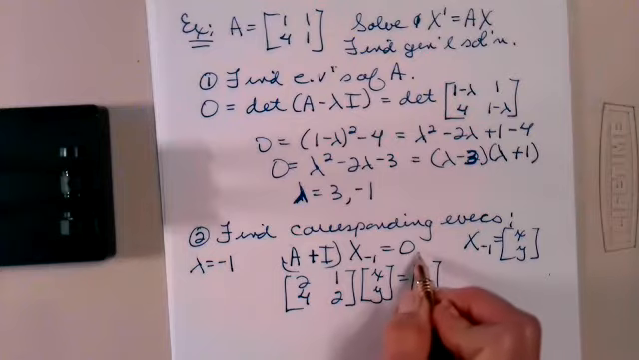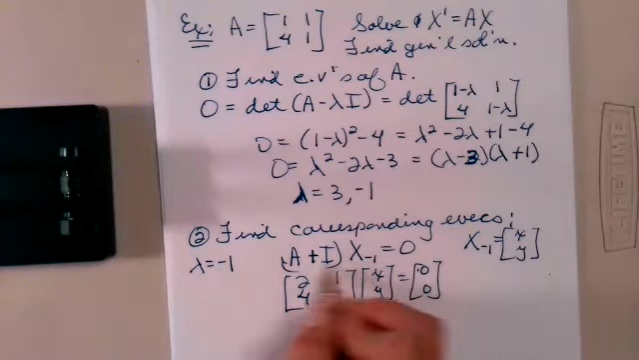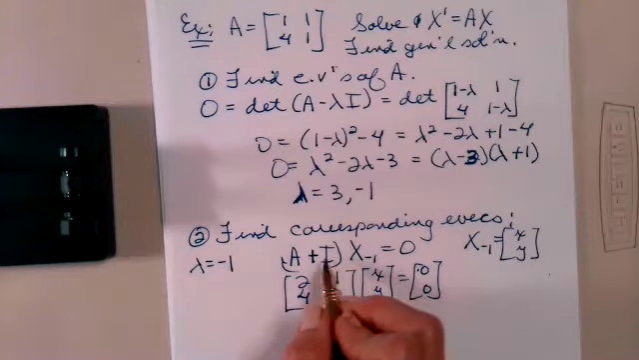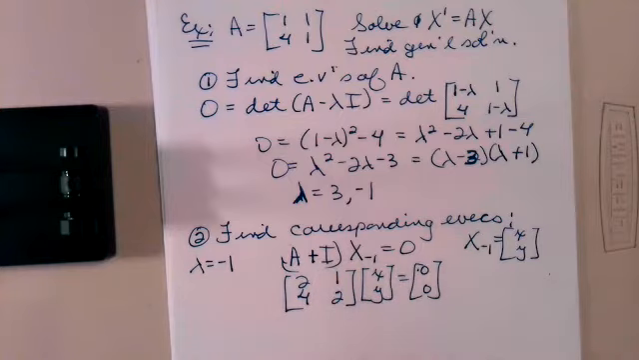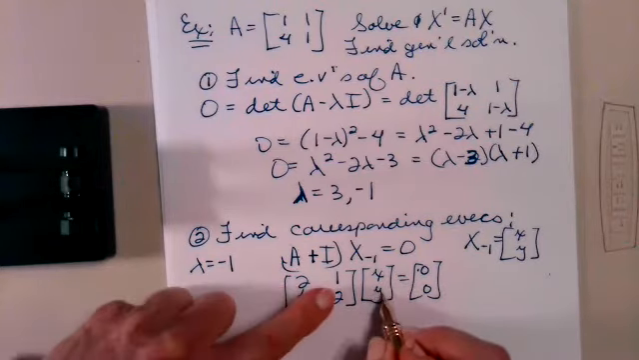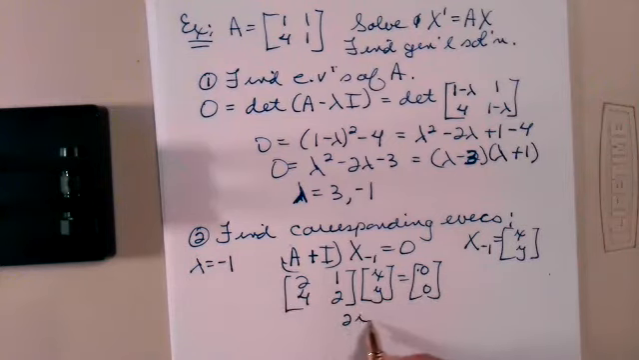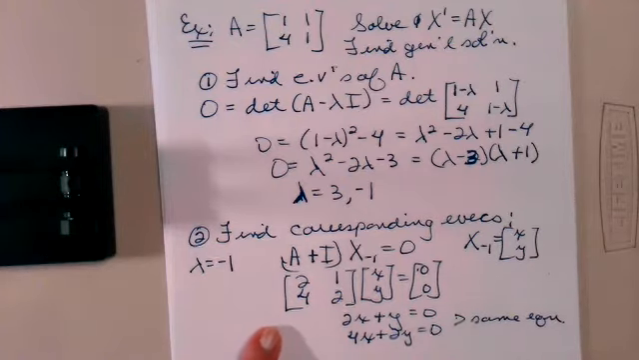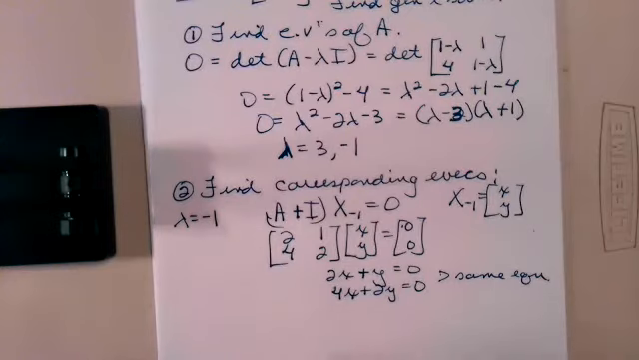So A plus the identity will give me the matrix 2, 1, 4, 2, times this eigenvector, these are the things we have to find, equals 0, 0. Because the zero stands for the zero matrix there, because this is a matrix, this is a column vector, you multiply it together, you get a column vector. So the first equation says 2x plus y equals 0. And the second equation says 4x plus 2y equals 0. And notice these are the same equations.